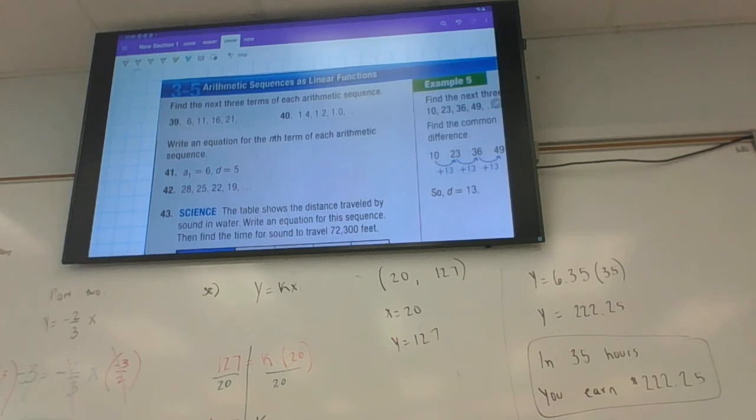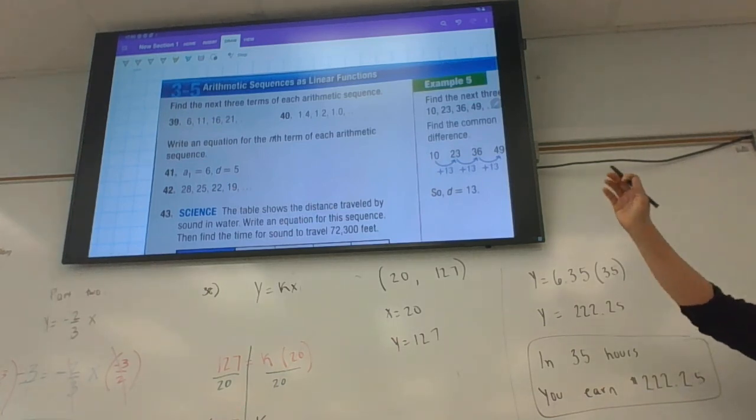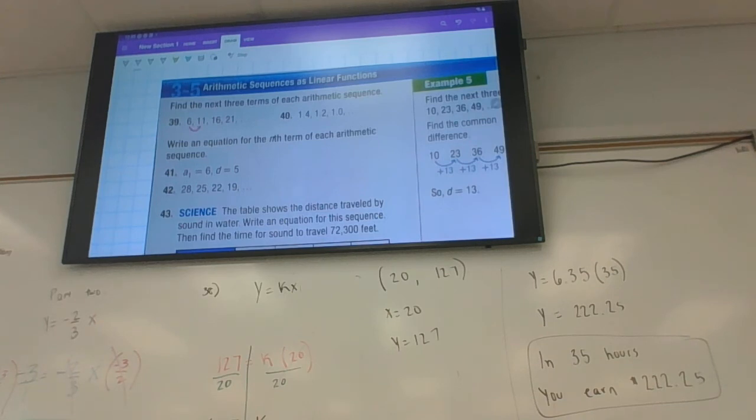You know, Simon, you could actually do number 39. Could you tell me the pattern, how the numbers are changing? I remember doing this. Plus 5. Now, can you find the next 3 terms? 26, 31, 36. That's it. So, that's a moving test question, hopefully you did it.